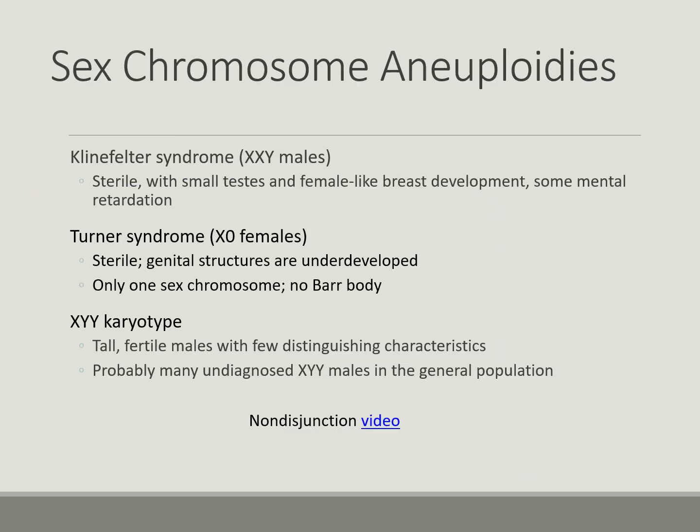A few examples of trisomy and monosomy that can happen with sex chromosomes in humans are Klinefelter syndrome, Turner syndrome, and XYY karyotype. Each of these produce viable offspring, but physical and reproductive challenges may exist. Watch the linked video for an animation of non-disjunction and conditions it can cause.